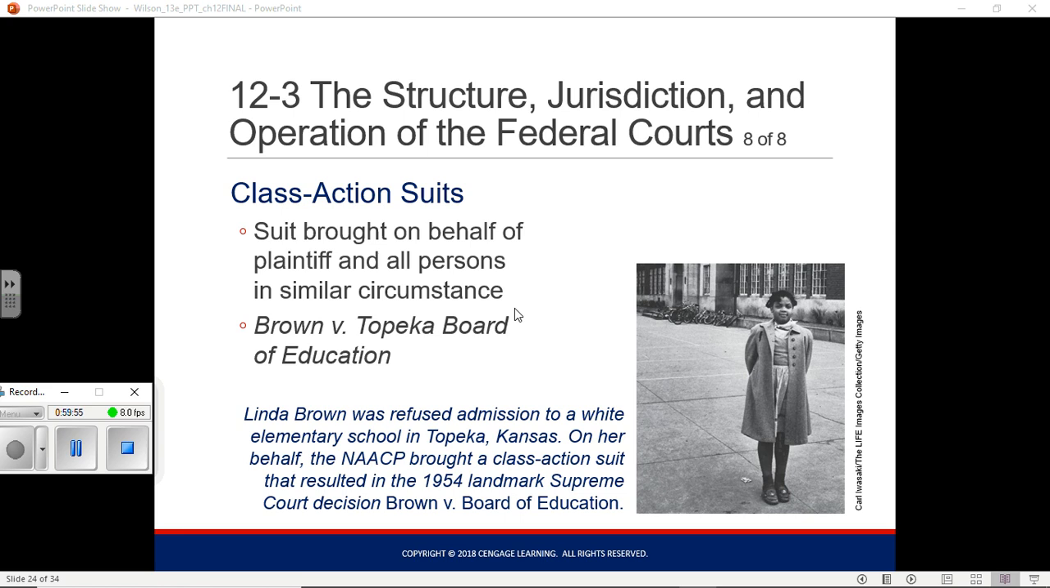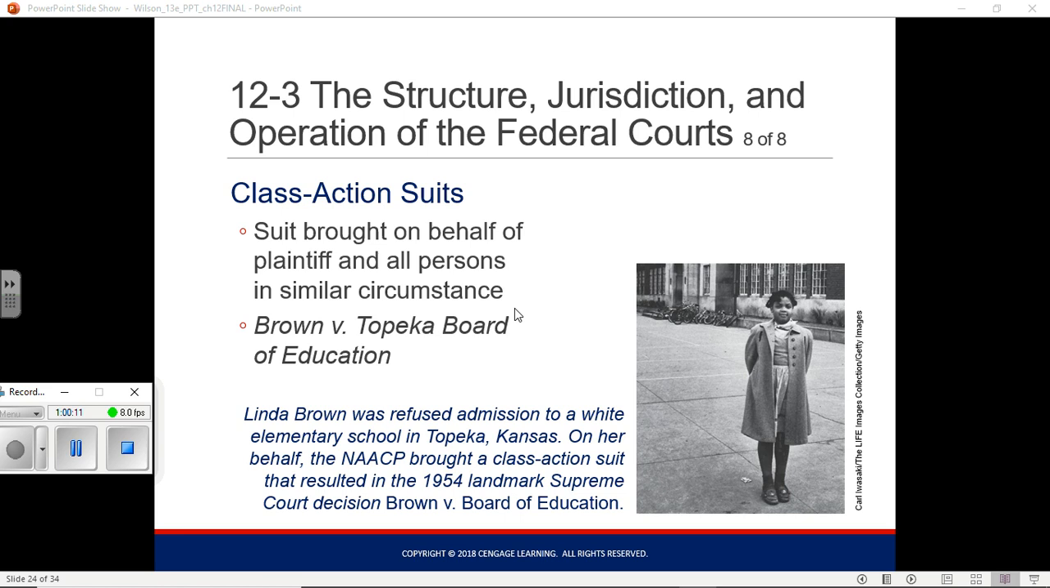Class action lawsuits, gentlemen, is a form of case in which a case is brought into court by a person or a group of people on behalf of a bunch of people who all fit the same circumstances.